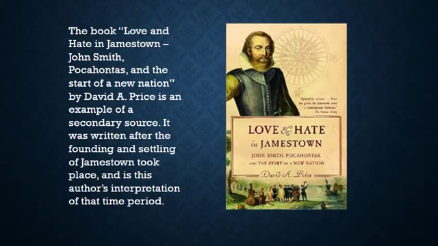The book Love and Hate in Jamestown, John Smith, Pocahontas, and the Start of a New Nation by David A. Price is an example of a secondary source. It was written after the founding and settling of Jamestown took place and is this author's interpretation of that time period.